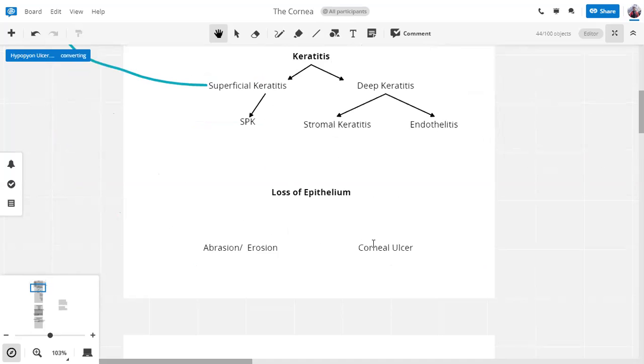अब there are also two terms. One is abrasion slash erosion, दोनों used interchangeably. And the second is corneal ulcer. क्या फर्क है इन दोनों में? Both are loss of epithelium. Know the definition of ulcer. An ulcer is a loss of epithelium and discontinuity in the surface of a mucosal membrane. There are lots of definitions of ulcer. What's the difference between an ulcer and an abrasion?